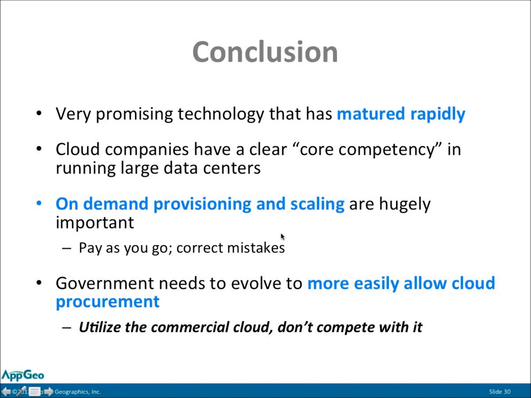The on-demand provisioning and scaling are really, really important, certainly as important as lower cost. And government has started and needs to further evolve to allow state and federal agencies and local government agencies to take advantage of these benefits. A state data center like DTS should not be competing with Amazon. They should be leveraging Amazon.